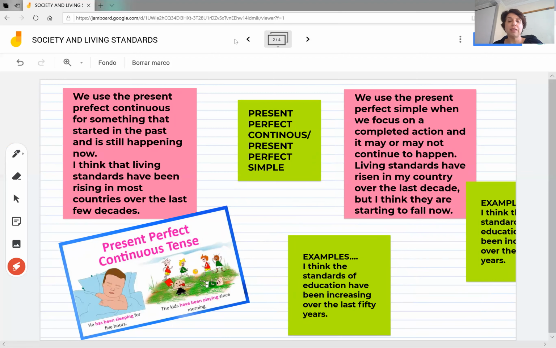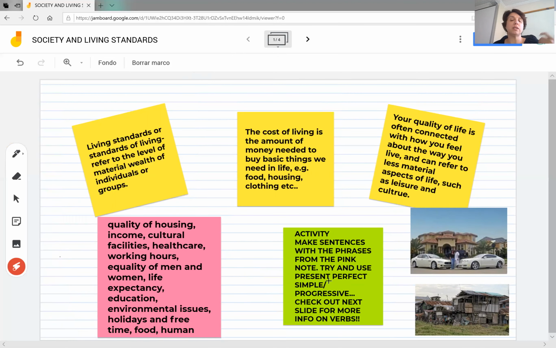So, I think the standards of education have been increasing over the last 50 years. So let's make sentences using the present perfect simple or progressive. So I want you to make a sentence using quality of housing, income, cultural facilities, healthcare, working hours. So for example, working hours lately, or let's say in 2020, or in these recent years, working hours have become less. No, they have decreased.